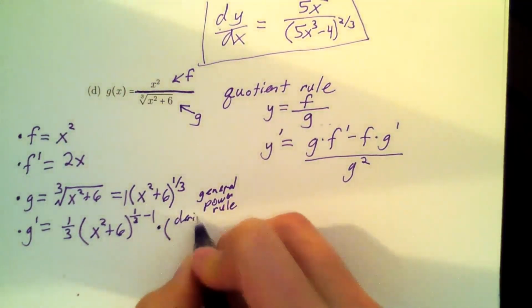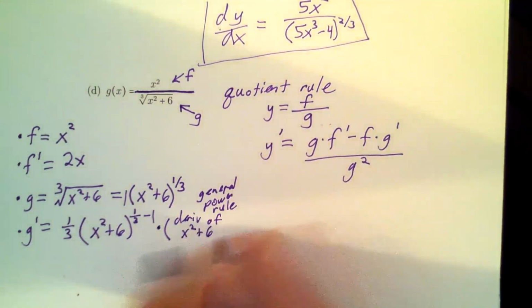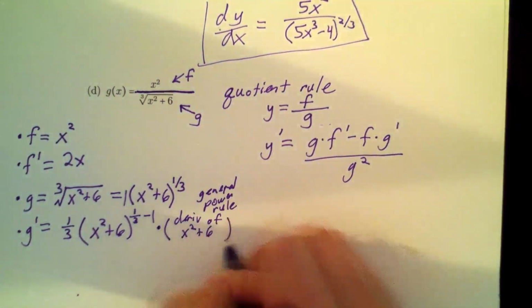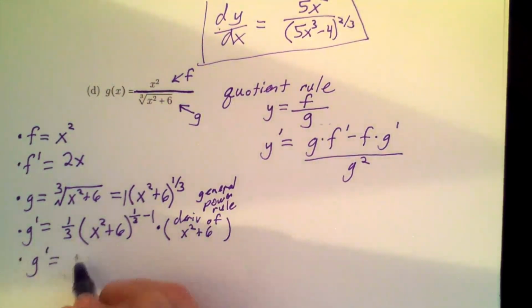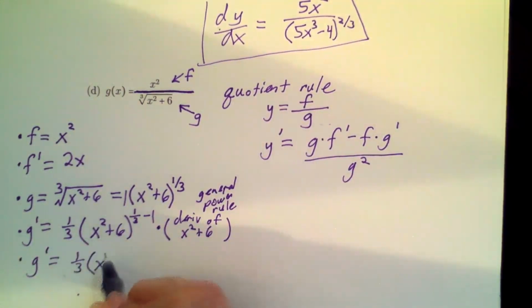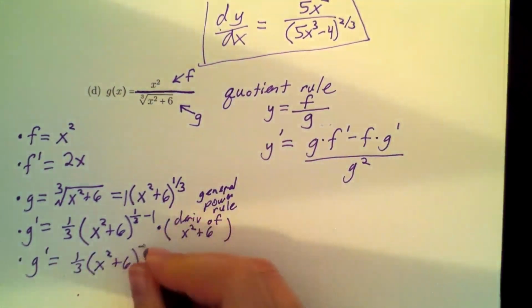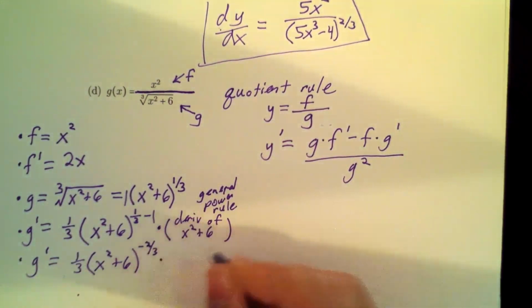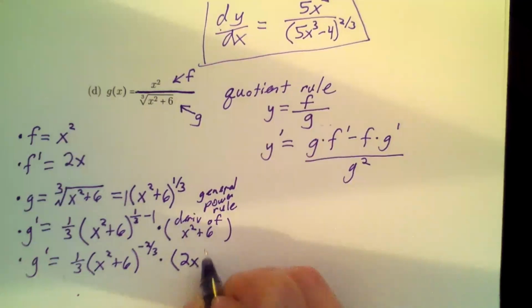So let me write it again. Derivative of the part in parentheses over here, x squared plus 6. Let's finish up what g prime is. G prime is 1/3 times x squared plus 6, 1/3 minus 1 is negative 2/3. And then the derivative of the inside function x squared plus 6 is 2x.